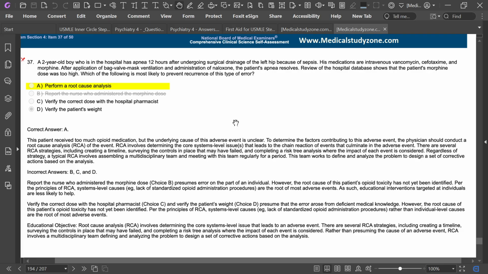a risk tree analysis where the impact of each event is considered. Regardless of strategy, a typical RCA involves assembling a multidisciplinary team and meeting with this team regularly for a period. This team works to define and analyze the problem to design a set of corrective actions based on the analysis.